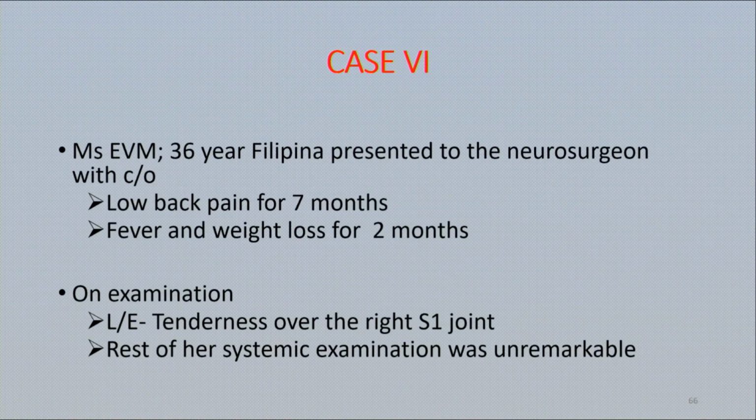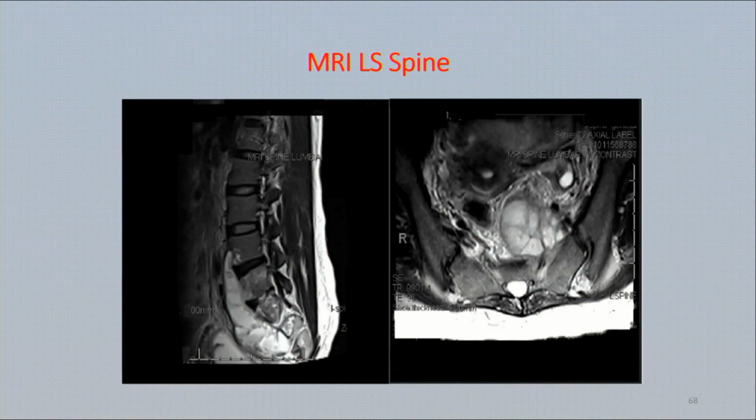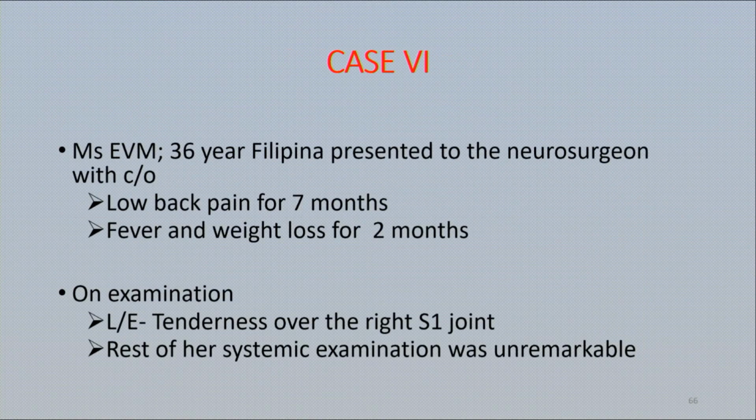So this was another 36-year-old lady with low back pain, fever, weight loss, and there was high suspicion of tuberculosis in her. MRI was showing a collection in the pelvis with suspected TB, but we needed a tissue diagnosis for this patient, and this was the MRI which was showing the collection.